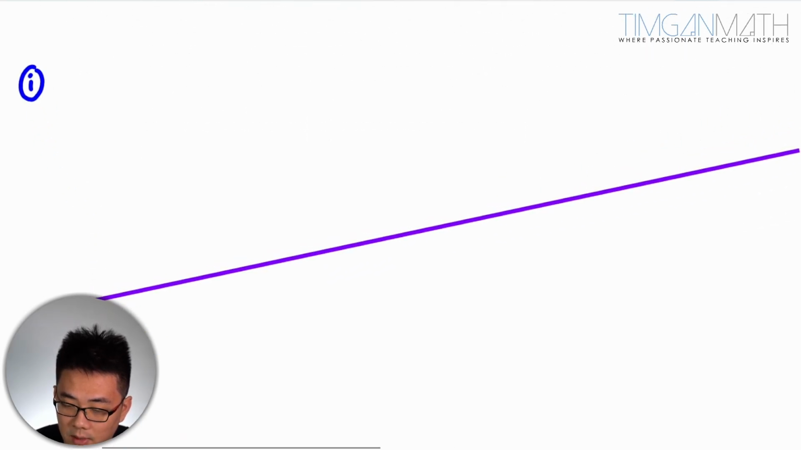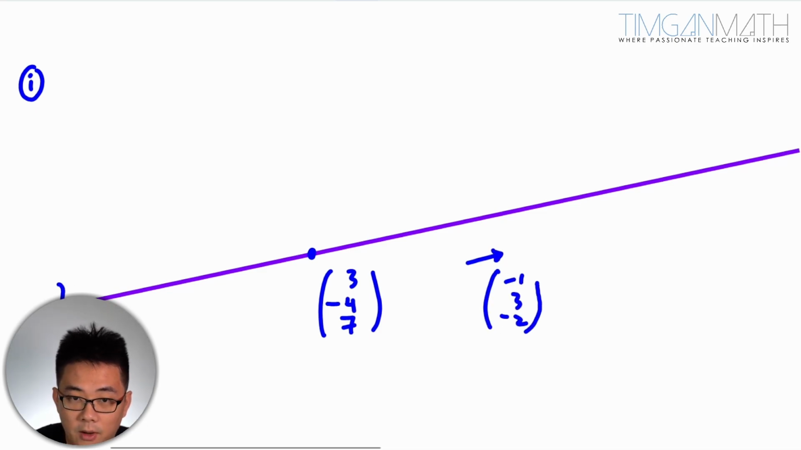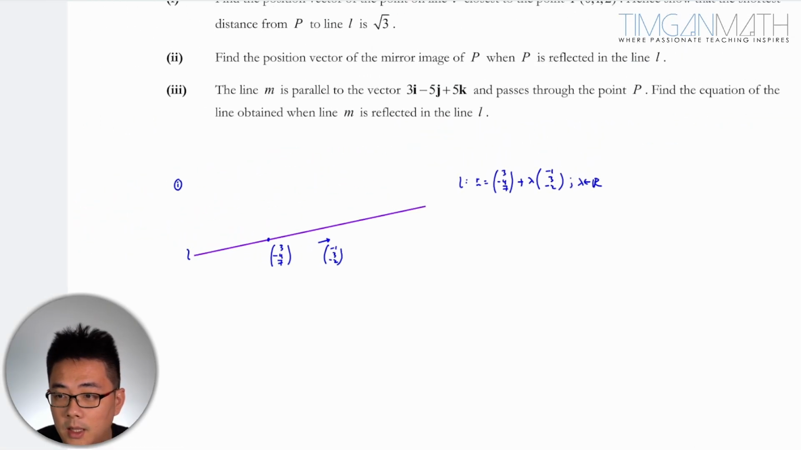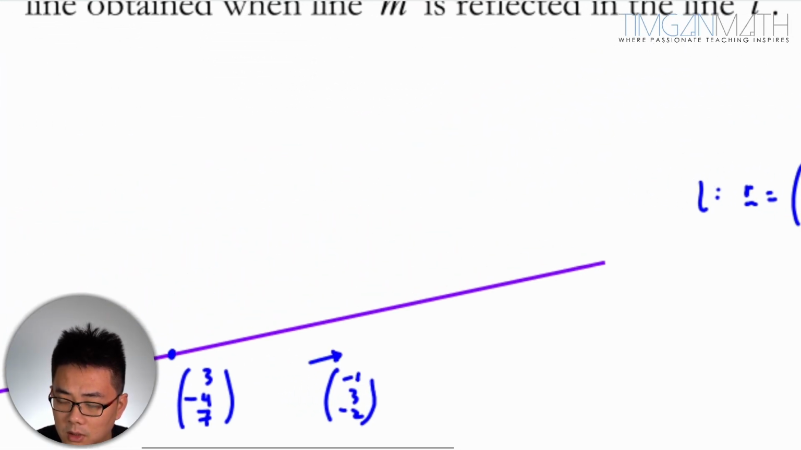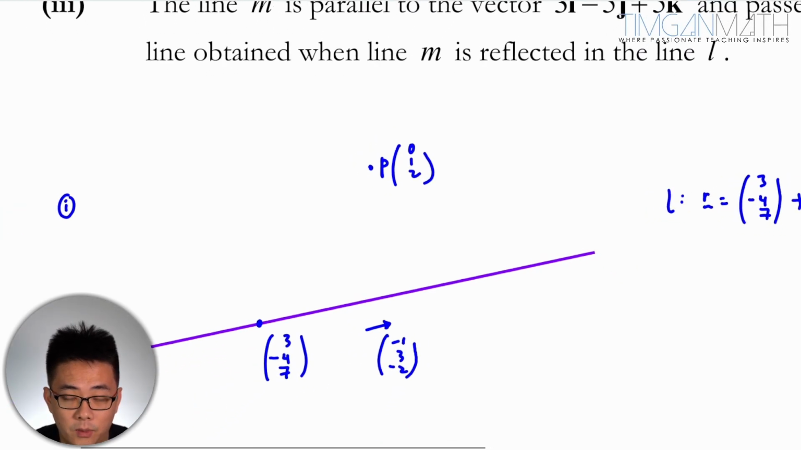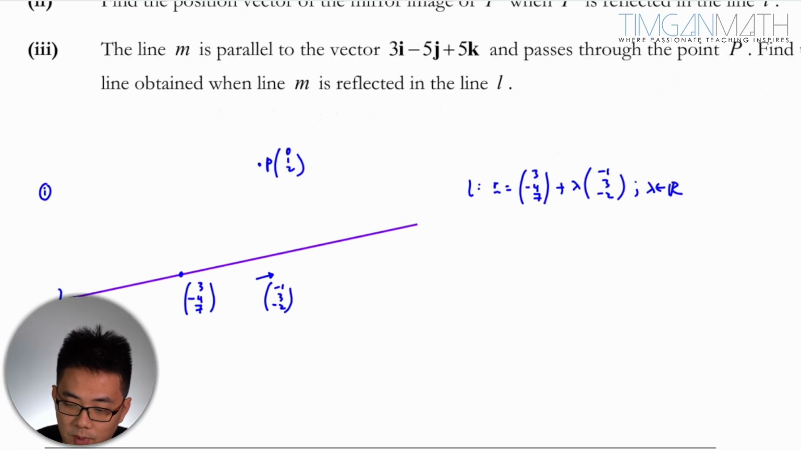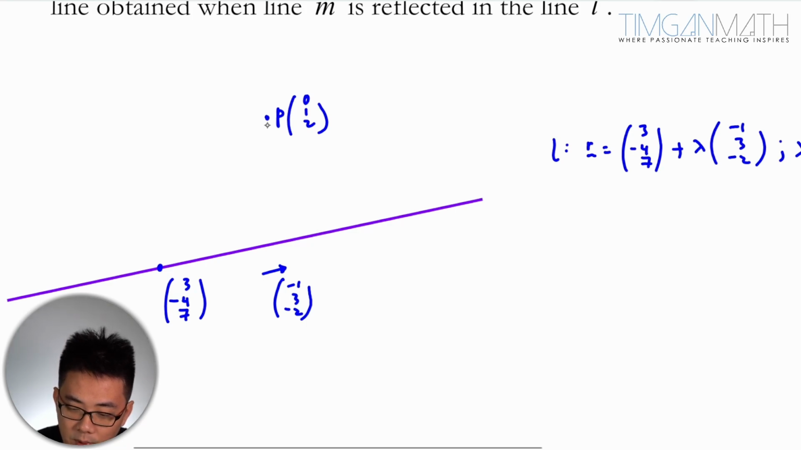Once done, we put a point on this line, which is (3, -4, 7), and the direction is (-1, 3, -2). Then we put point P, which is (0, 1, 2). What we need now is the position vector of the point on L closest to P. Closest to P means we are looking at the foot of the perpendicular here. That's what we need to find.